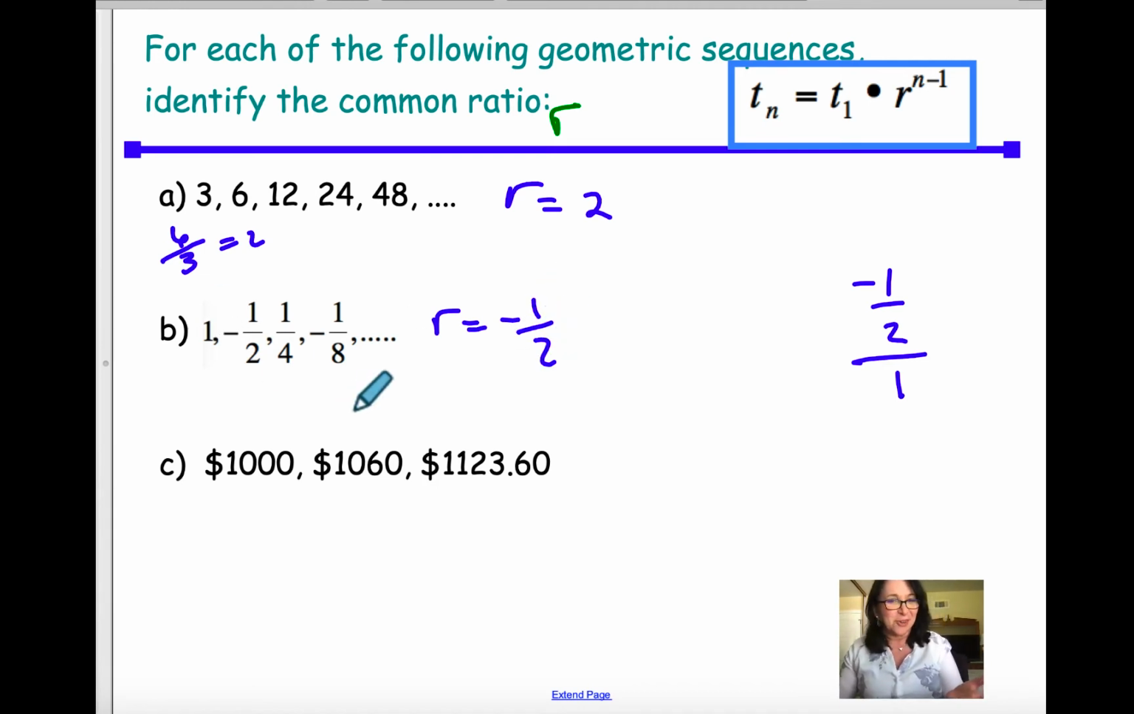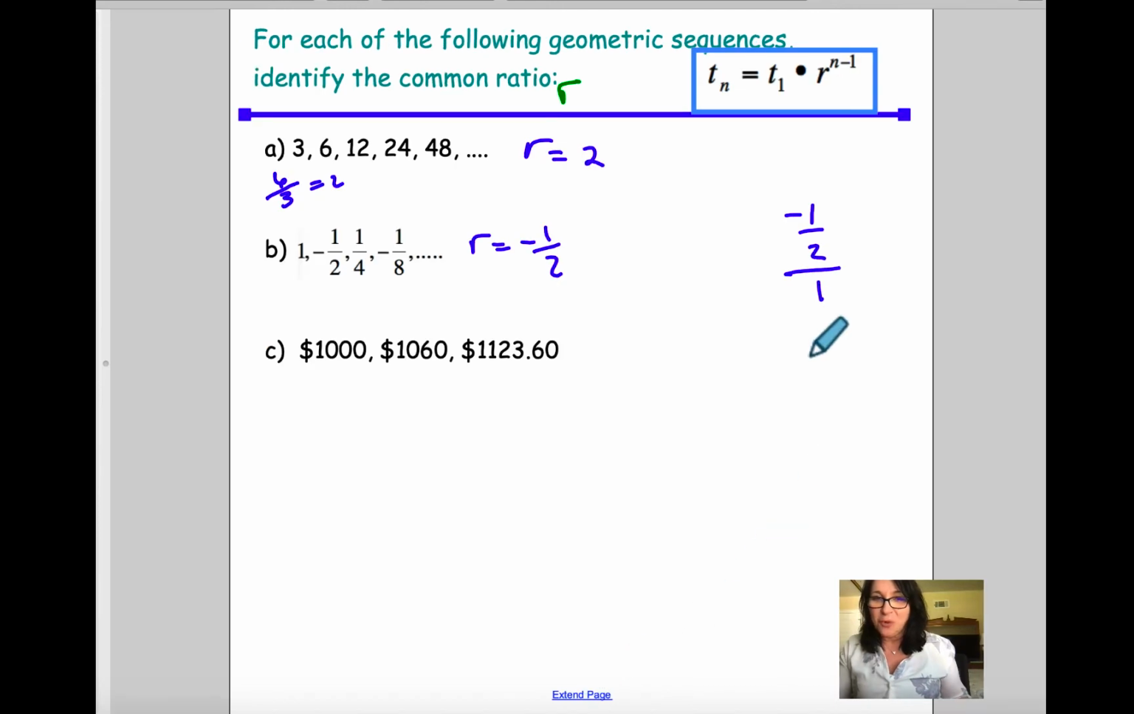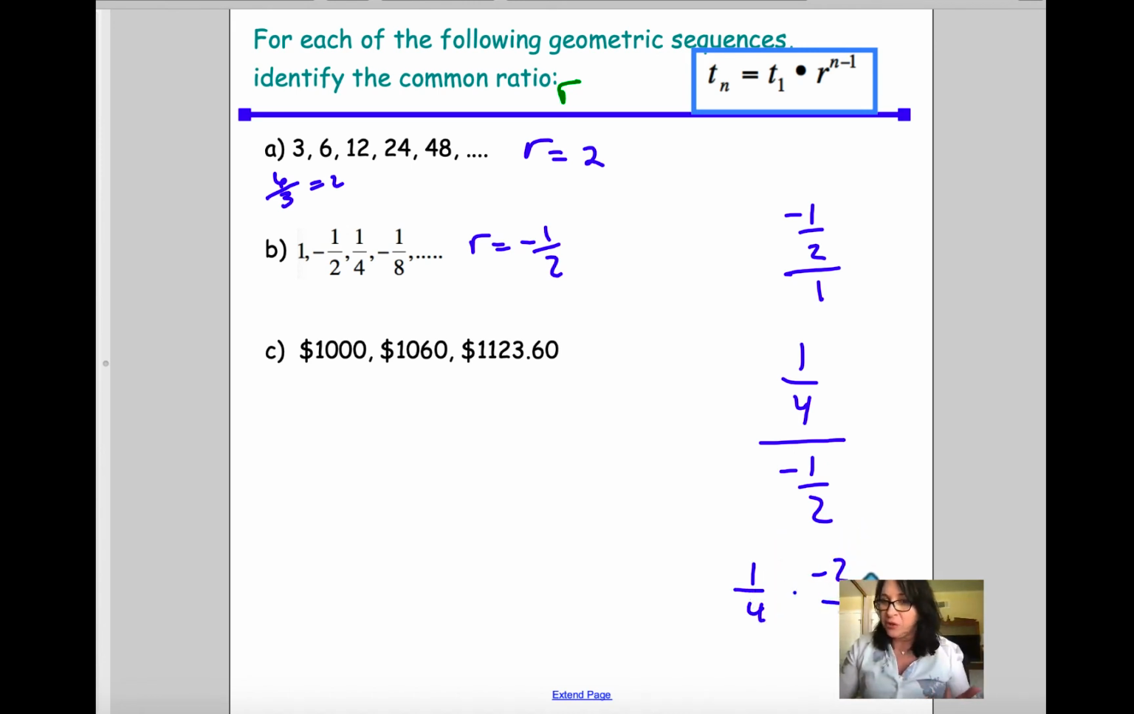It's always nice when it starts with 1. But if you want something a little more challenging, you could go, well, what's 1/4 divided by negative 1/2? Well, that's 1/4 times the reciprocal, which is negative 2 over 1. And again, I get negative 1/2. So my common ratio is still negative 1/2.